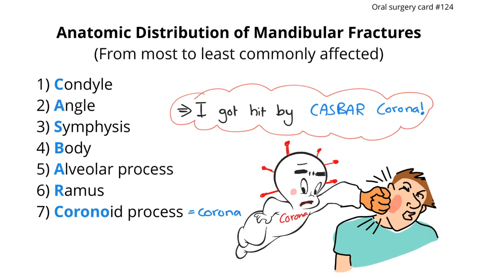Okay, Casbar: C is condyle, A is angle, S is symphysis, B is body, A is alveolar process, R is ramus, and Corona is coronoid process. So remember, what caused your mandibular fracture? Oh, I got hit by Casbar Corona.